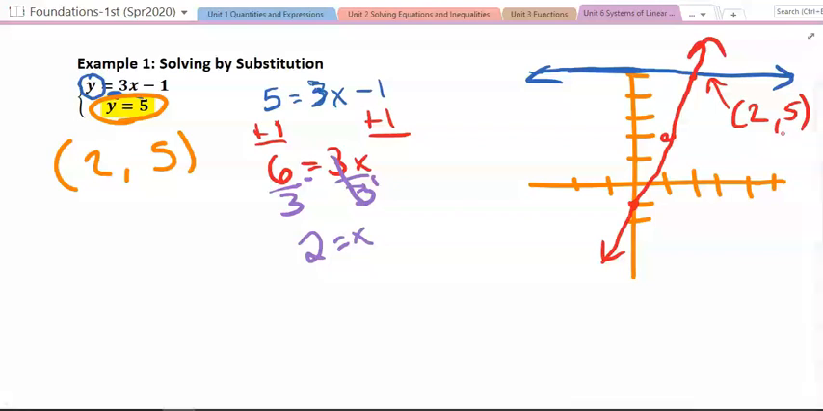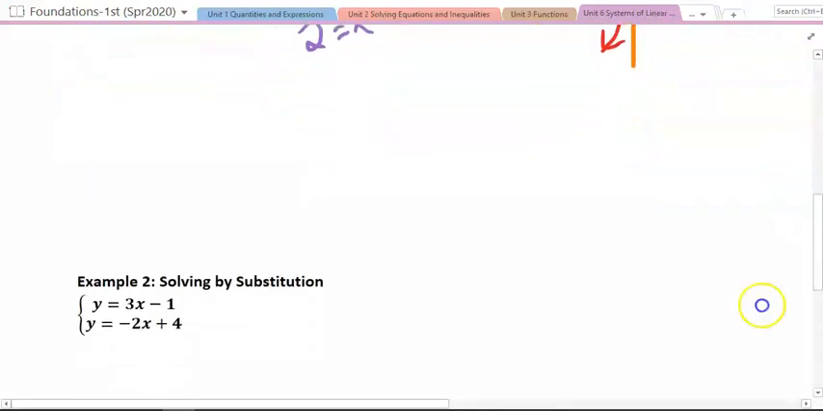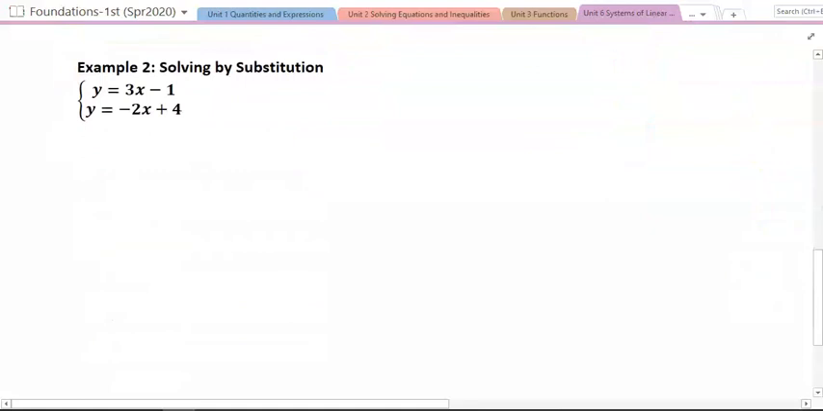Now, we're not going to deal with a horizontal line every time, and that's what we're going to look at in example 2 and example 3 today. So in example 2, we've got y equals 3x minus 1. Well, we just used that line. But now we're going to do it with y equals negative 2x plus 4.